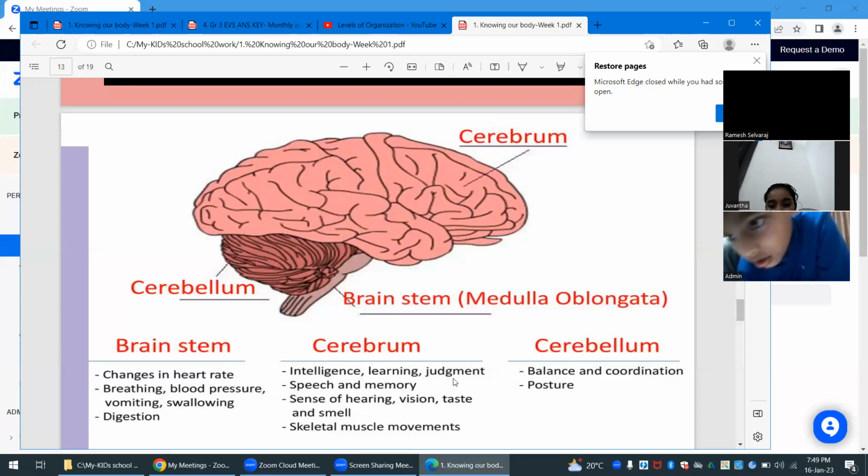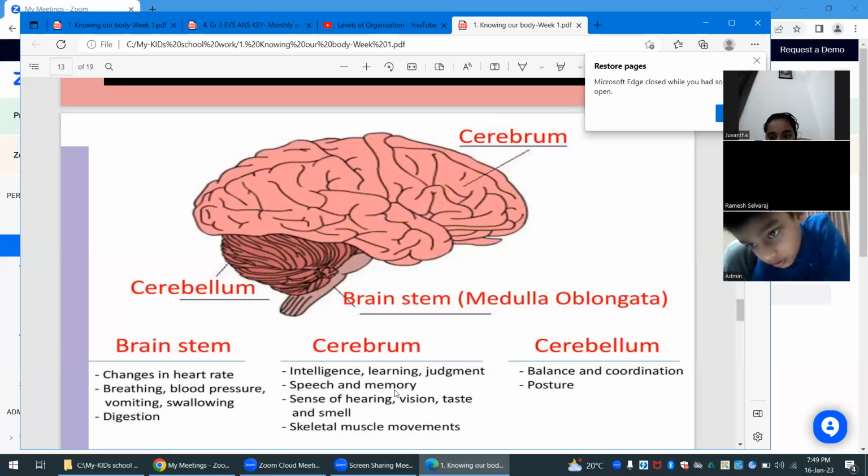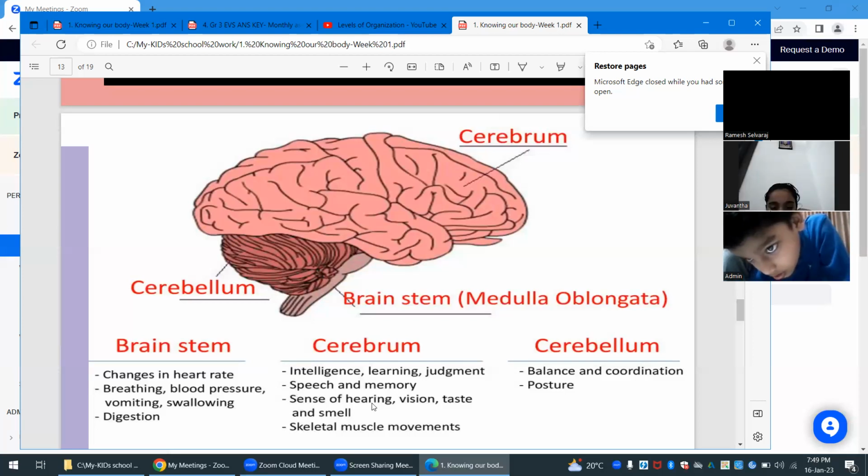Our intelligence, learning, judgment, speech, memory, even sense of hearing. You have the ears, right? Ear nerves are there. Those nerves go to the brain. So when we are saying something, we are hearing and understanding. Even vision, taste, smell, all these very important things, the cerebrum only helps.